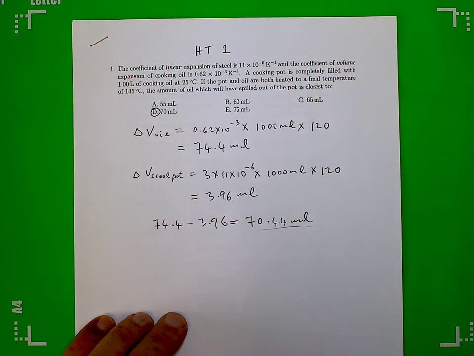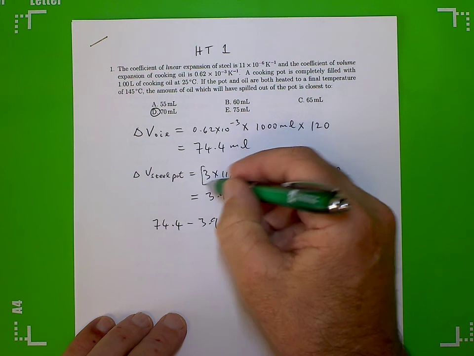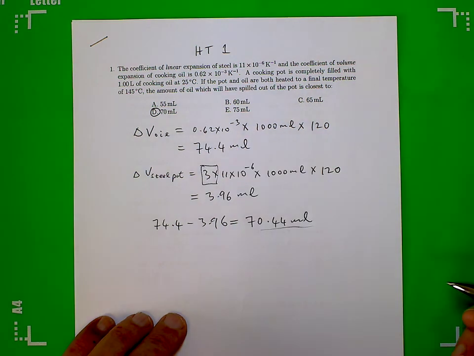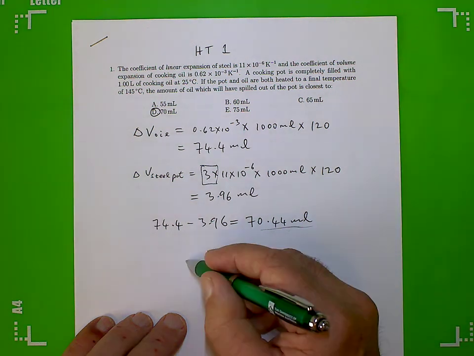Now, one thing. There were two main errors people made. Just totally forgetting that the steel itself expanded, and the second one was not multiplying by 3 for the steel because it's volume expansion. If you think about it like this, it's sort of obvious you have to multiply by 3.